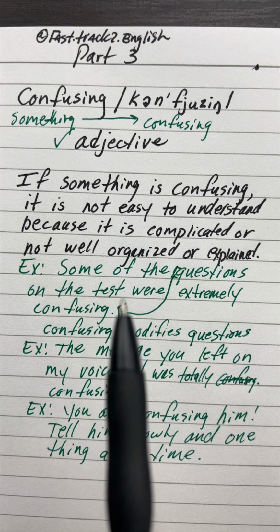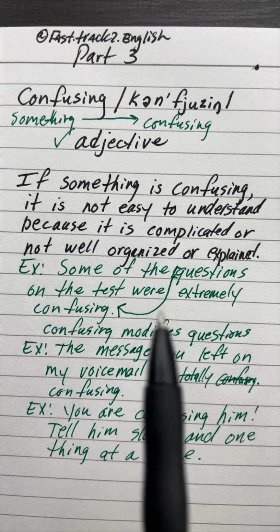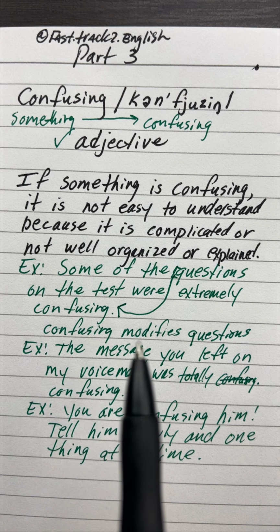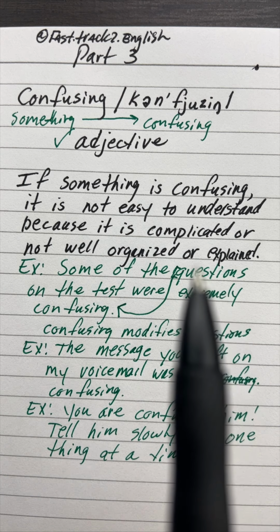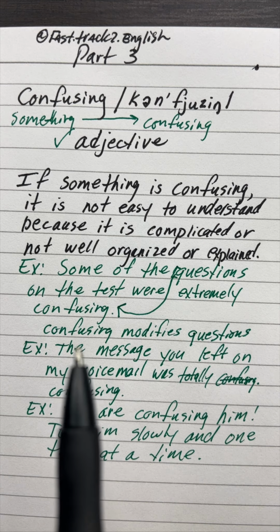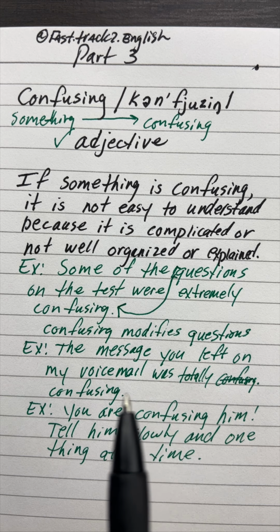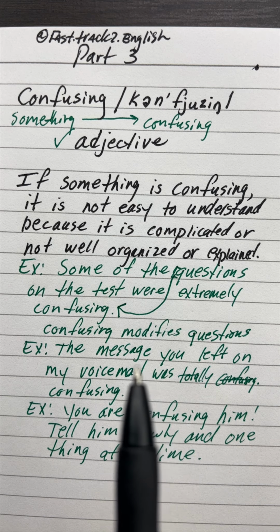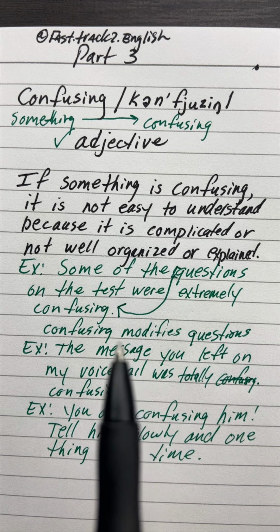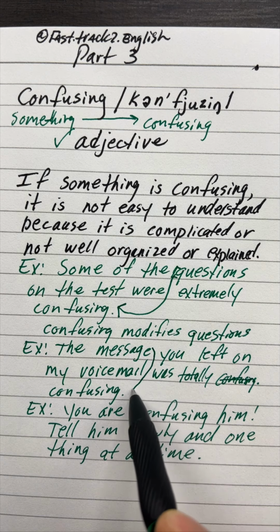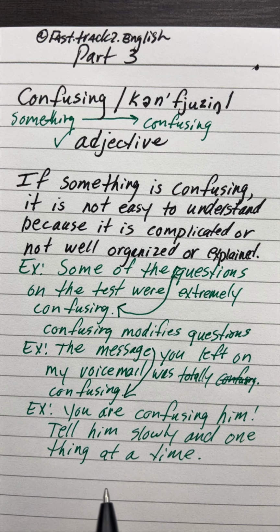Some of the questions on the test were extremely confusing. You notice questions modified by confusing. Confusing modifies questions. What was confusing? The questions. Second example, the message you left on my voicemail was totally confusing. What is being modified? The message. Confusing. So if you look at message, confusing. Last one, you are confusing him. Tell him slowly and one thing at a time.